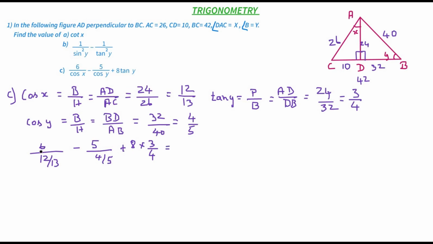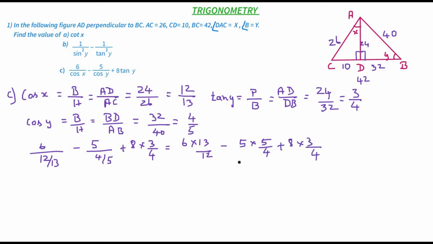How will you do it? Whenever we have fractions in the denominator, we will reciprocate it. So 6 times 13 by 12. Here we are using the KCF rule. Since there is a division, we will flip it around. Minus 5 times 5 by 4. Plus, this is as such, I will write 8 times 3 by 4.